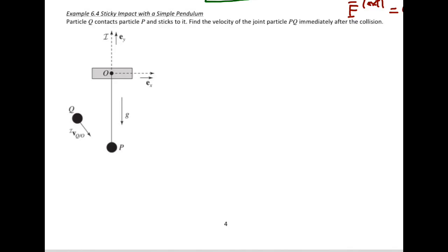So to start this out, let's draw a free body diagram of the collision. We're going to draw a free body diagram in which we have particle Q and particle P that are interacting with each other. We need to put all the forces that are occurring on both particles on this diagram. So on particle Q, we're going to have the mass of Q multiplied times gravity, in the negative EY direction. On particle P, we have the force due to gravity, the mass of P times gravity, also in the negative EY direction.